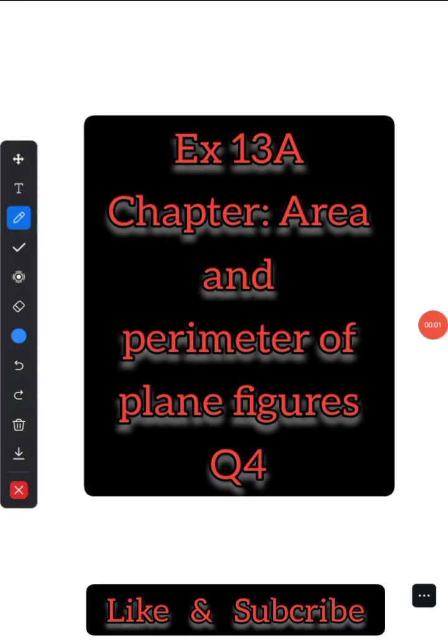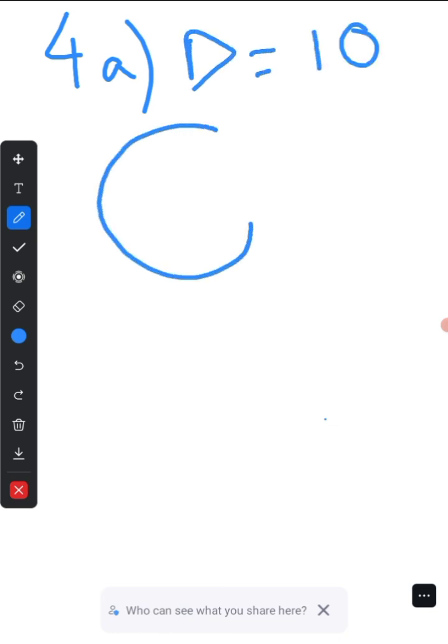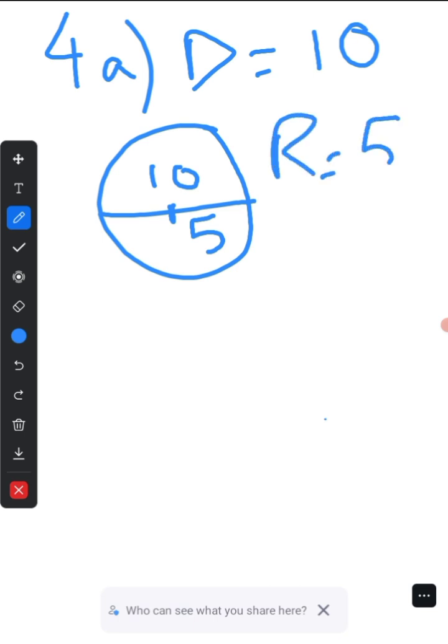Okay, so we are starting with question number 4. In 4, part A, the diameter that is given to us is 10. Now, if we talk about a circle and we have a diameter that is 10, because radius is half of the diameter, right? So our radius is going to be 5. So once we have got the radius, that will be 5.